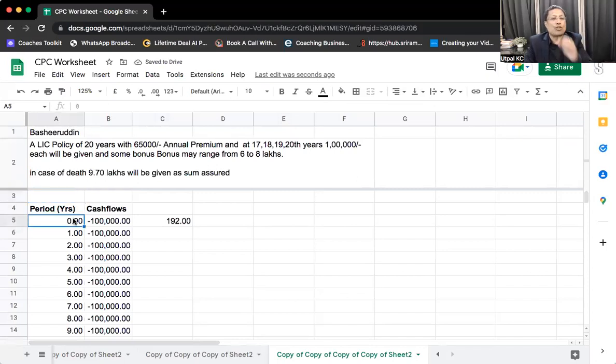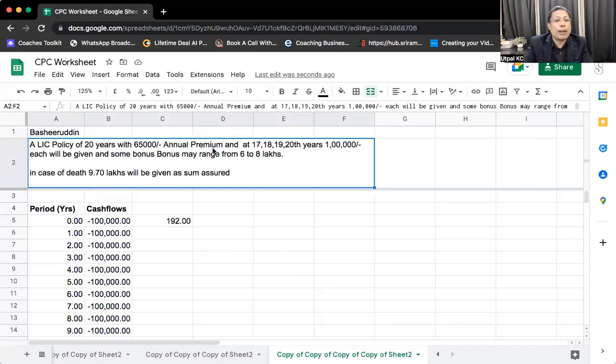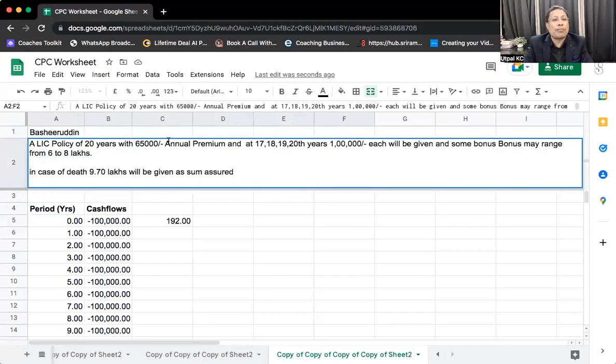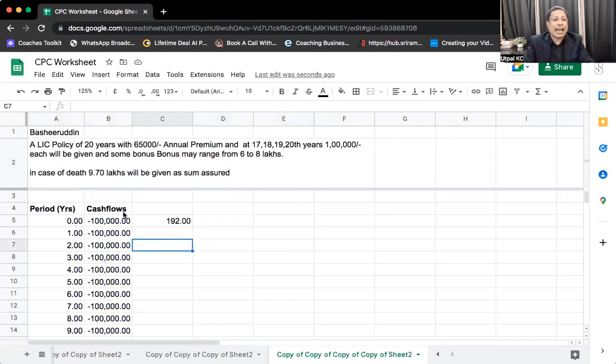So now, LIC policy for 20 years with 65,000 annual premium. So you'll have to pay premium for how many years? Basiruddin, you'll have to pay premium for how many years? For 20 years you'll have to pay premium, okay. And then in 17, 18, 19, 20 years, you'll be given back. So there are two cash flows. One is cash outflow. Everybody, please look at this, because there are so many policies of this kind. Here we have a cash outflow, then there is a cash inflow and there's a net cash flow. Ultimately, we'll have to consider net cash flow, okay?